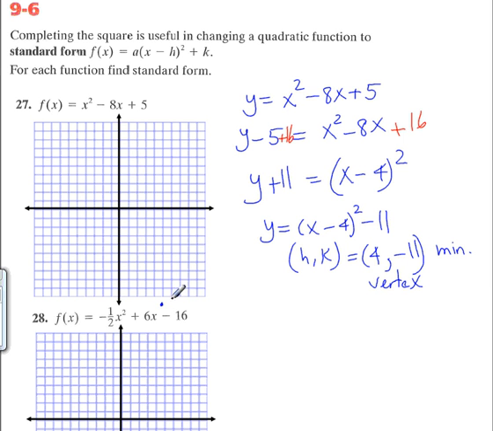So we go 1 to the right and 1 up, 2 to the right and 4 up, 1, 2, 3, 4, and you can use the axis of symmetry, which in this case would be x equals 4. Now remember, once again, we're just doing a rough sketch.